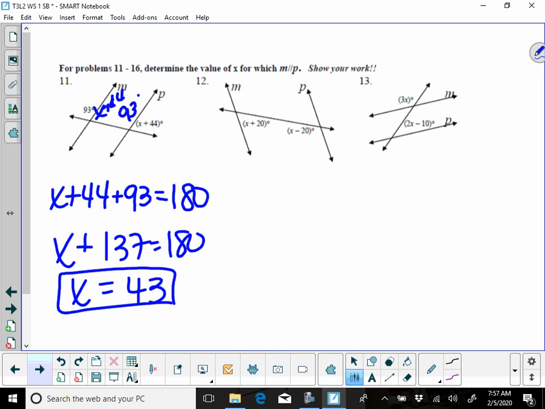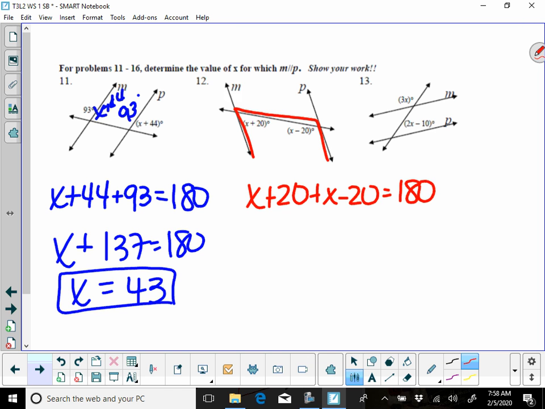Okay, so same thing here for number 12. You see right here, those make the C, so those would have to equal 180. So X plus 20 plus X minus 20 would equal 180. Twenties cancel out, so 2X would equal 180, therefore X would equal 90.